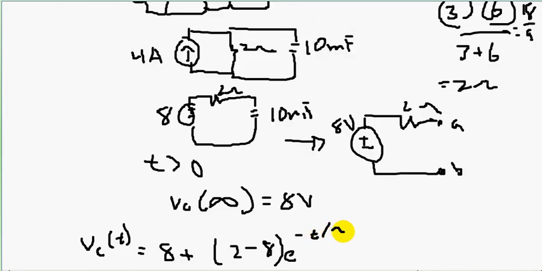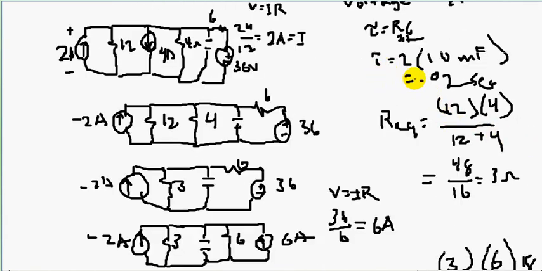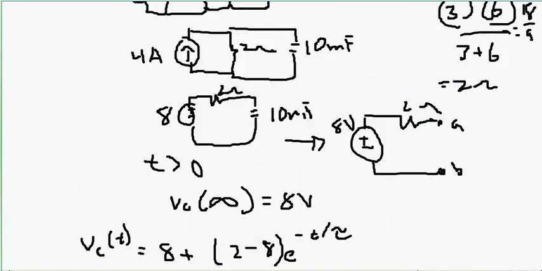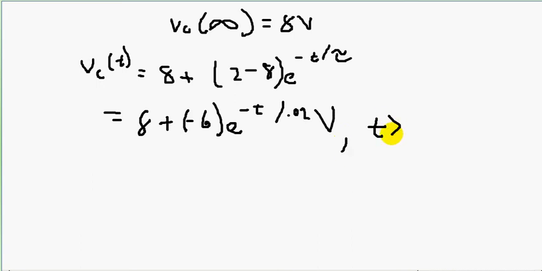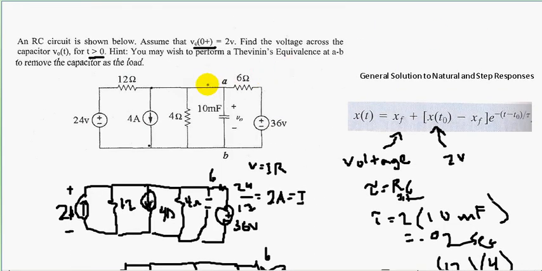What's our tau? Well, we found tau is RC because it's an RC circuit. It's 0.02. So simplifying this, it's equal to 8 plus minus 6 e to the minus t over 0.02 volts for t greater than 0. There we go. That is our general solution for the voltage across this capacitor over time.